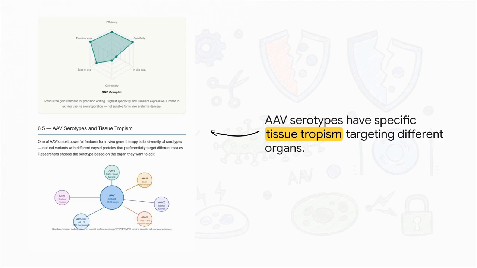So if you want to deliver gene therapy to the central nervous system or muscle, you package your CRISPR cargo in an AAV9 capsid. If you're targeting the liver, you use AAV8. For the retina of the eye, you pull AAV2 from the toolkit. You choose the serotype based entirely on the organ you want to edit.